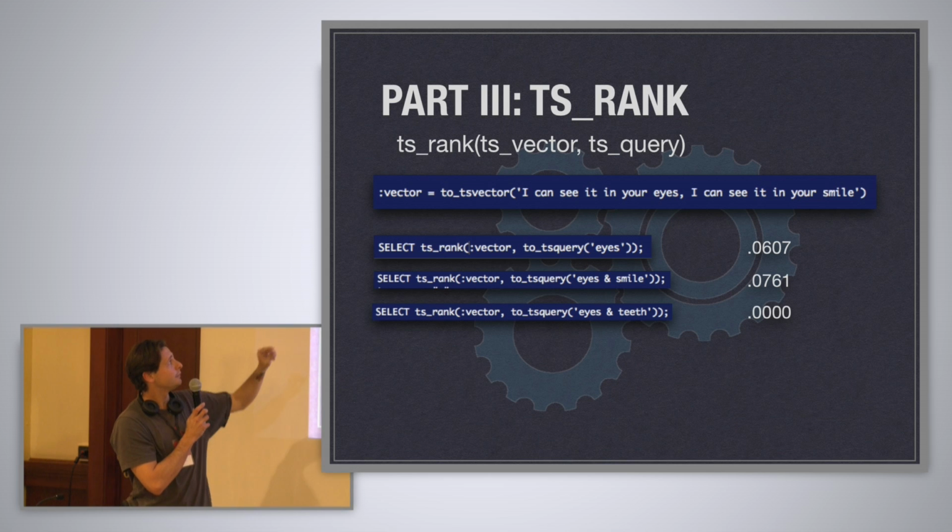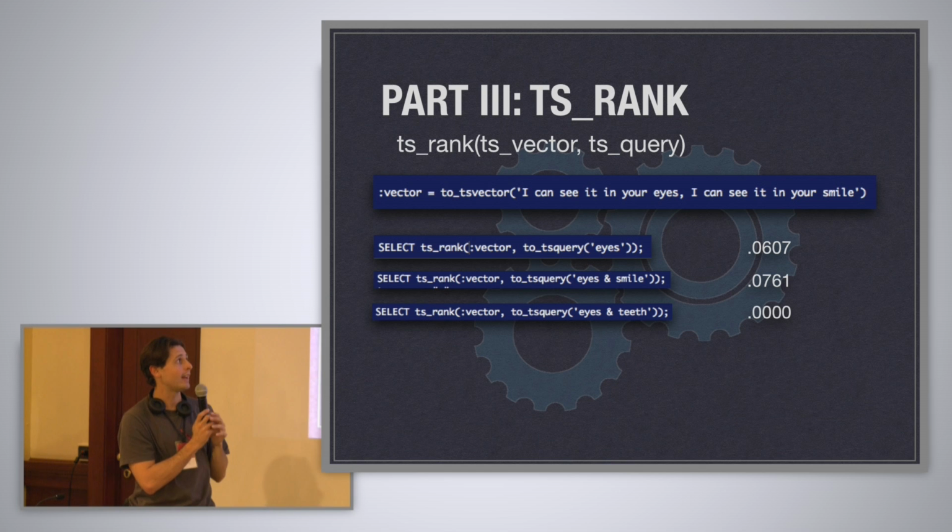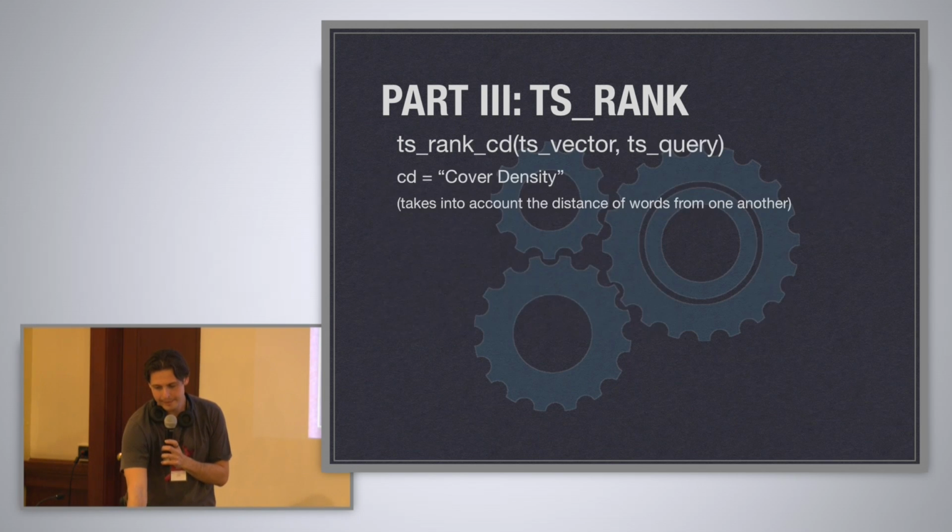So we can see here, if I've got a vector which says I can see it in your eyes, I can see it in your smile, and we call TS rank on that vector with eyes, we get a decent rank of 0.0607. Whereas if we search for eyes and smile, well, this is actually a better match. And so we get 0.0761. If we search for eyes and teeth, we only want documents which have eyes and teeth in them. We get a big fat 0, naturally. So this is TS rank.